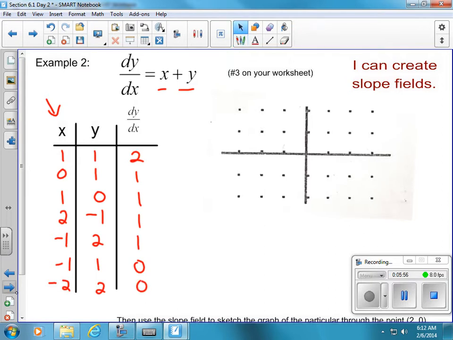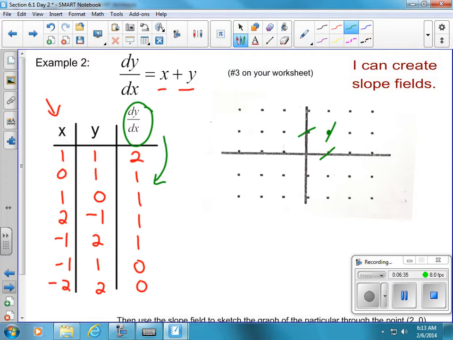All right, so let's start with some of these. Remember, this column right here is our slopes, and these are our x and y coordinates. So let's start with 1, 1. 1, 1 is right here, and that slope is going to be 2. So we have a more vertical slope. All these are 1s at each of these points. 0, 1 is a positive 1 slope. 1, 0 is a positive 1 slope.